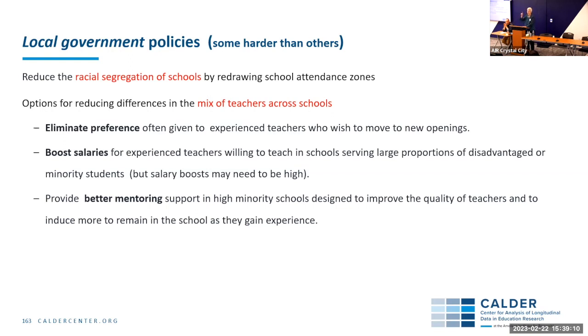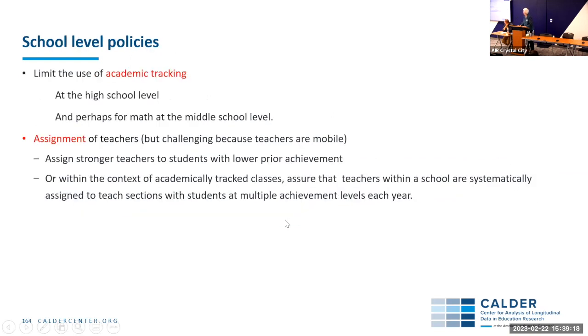So let's go to the next slide here. We've got school level policy. So now what we're talking about is disparities in access to quality teachers within schools. A lot of that, but not all, but a lot of it is due to academic tracking. And that's why more of it shows up in 7th grade math and 10th grade math than in 4th grade. So you could just reduce that tracking.